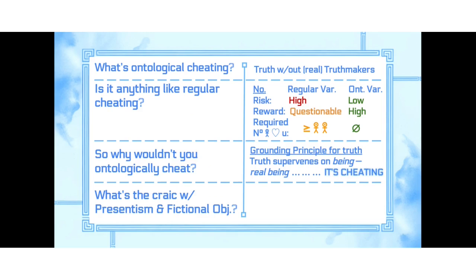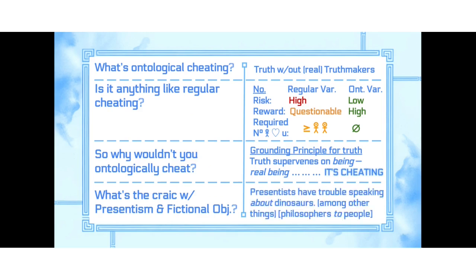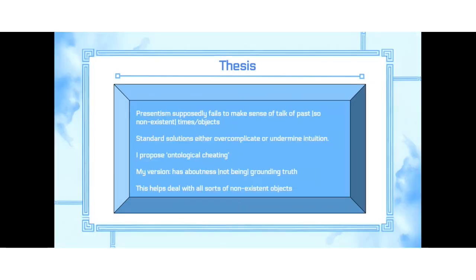So what's the crack with presentism and fictional objects then? Well, presentists have trouble speaking about dinosaurs, among other things, about past objects, about non-present objects. And philosophers have problems talking to people. So how can we get it so that presentists can talk like real people and analyze like philosophers as well, to get some truth out of claims about dinosaurs, even though these dinosaurs are not going to exist. They're not going to be part of the ontology for a presentist.